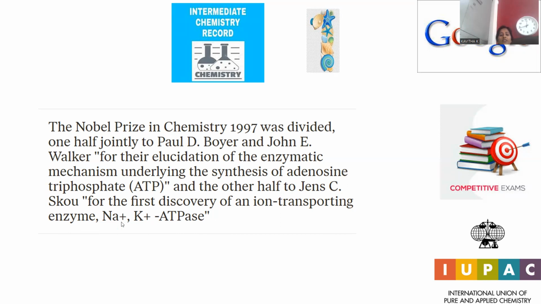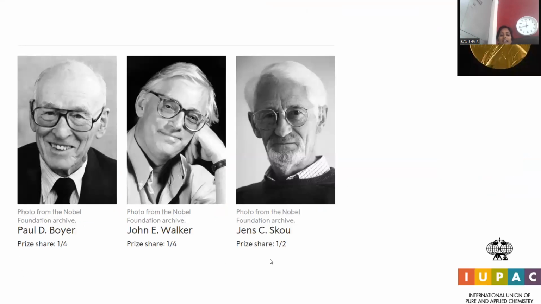This is the way the Nobel Prize in the field of chemistry for the year 1997 was accorded for biological system exploration. Let's go with that. These three are the scientists who were accorded the Nobel Prize for the year 1997: Paul D. Boyer, John E. Walker and Jens Skou. Jens Skou is another scientist. This is the way the award was given.